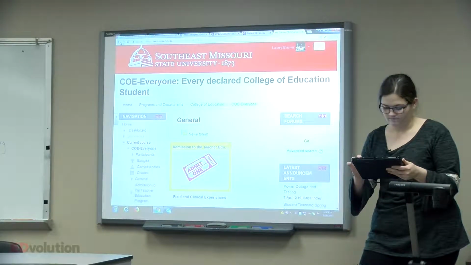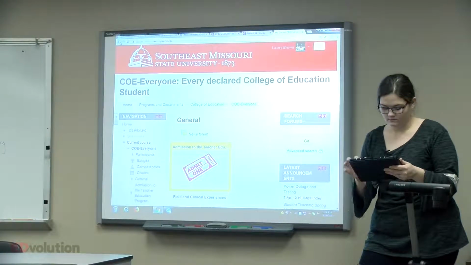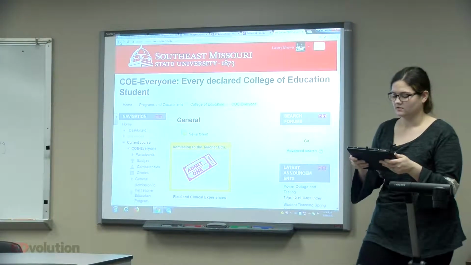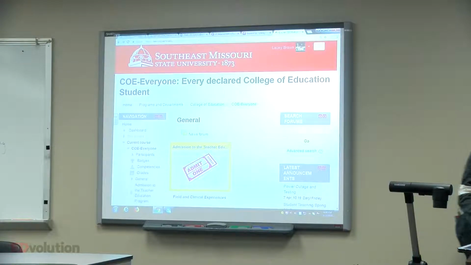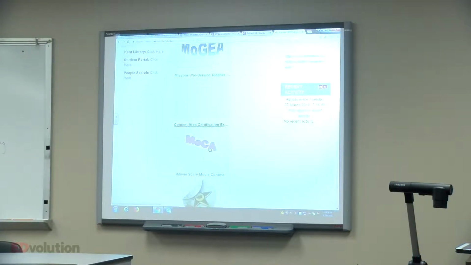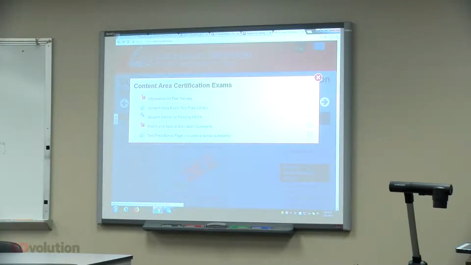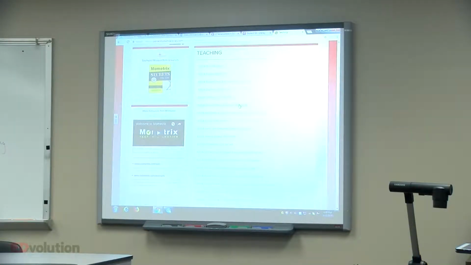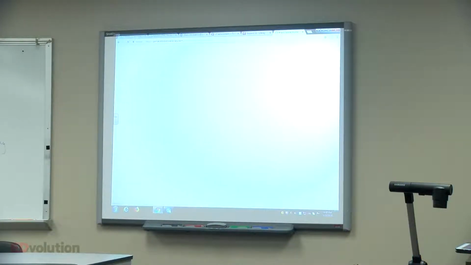EDvolution. Content area. Oh, I just clicked on the wrong thing. That's what it is. Okay, I can't follow my own directions. So it's the content area and then test prep library. Then you can pick whichever one you need. For this, it would be the multi-content. And this is what you can check out, I believe, at the EDvolution Center.